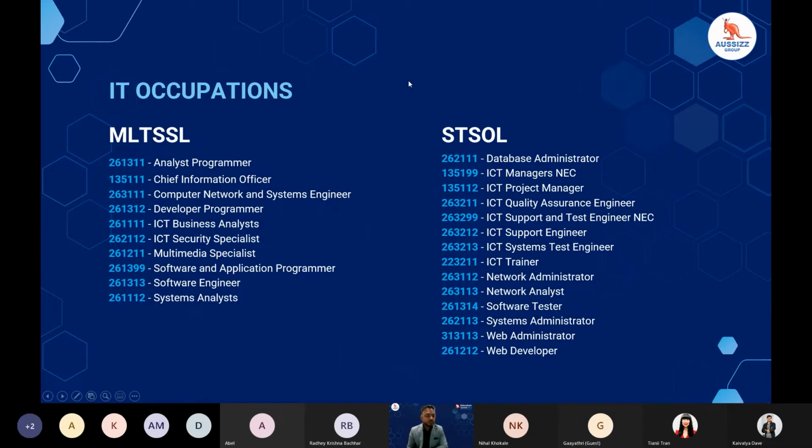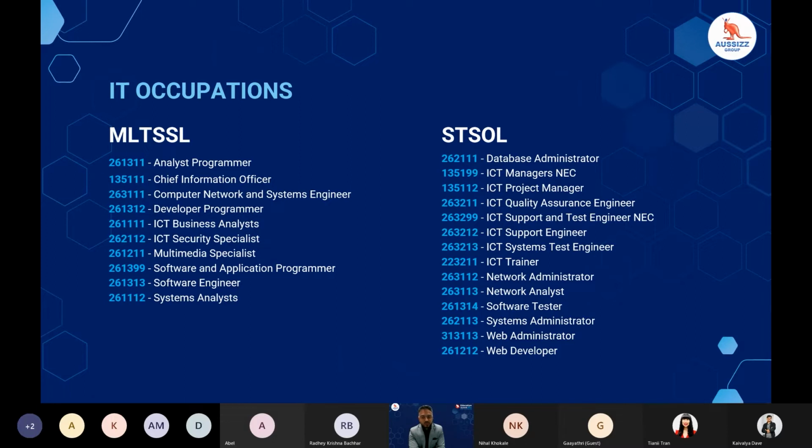The occupations that would be, let's say, programmer, analyst programmer, developer programmer, software engineer, software tester, software and application programmer, then ICT business analyst, security specialist, systems analyst, multimedia specialist. Occupations like web developer, database administrator, project manager, support engineer, network administrator would fall under the short-term skill list.